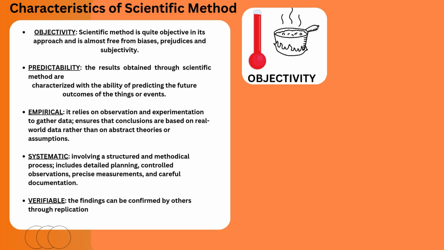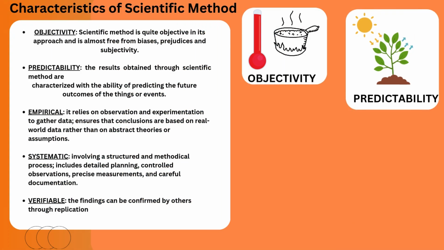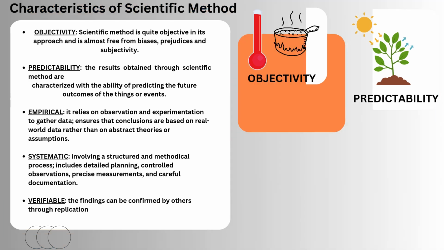Objectivity. For example, a scientist measuring the boiling point of water, ensuring the result is based on facts, not personal opinion. So it's objectivity-based. Predictability: knowing how plants grow with sunlight, we can predict they won't thrive in complete darkness. So it is a prediction.